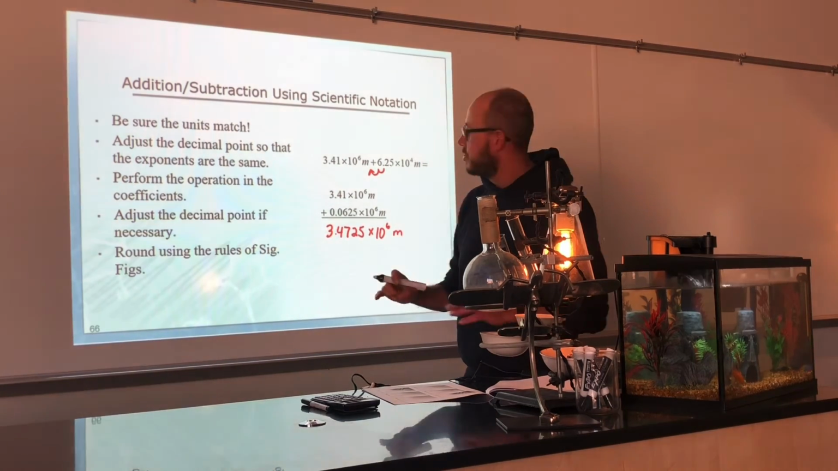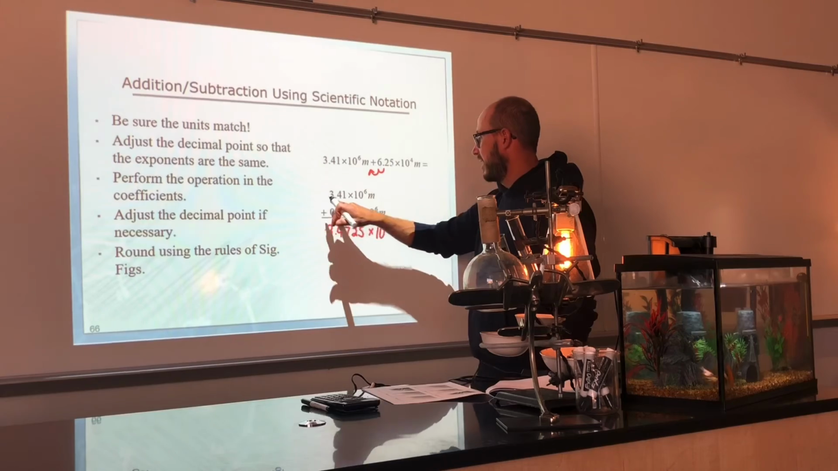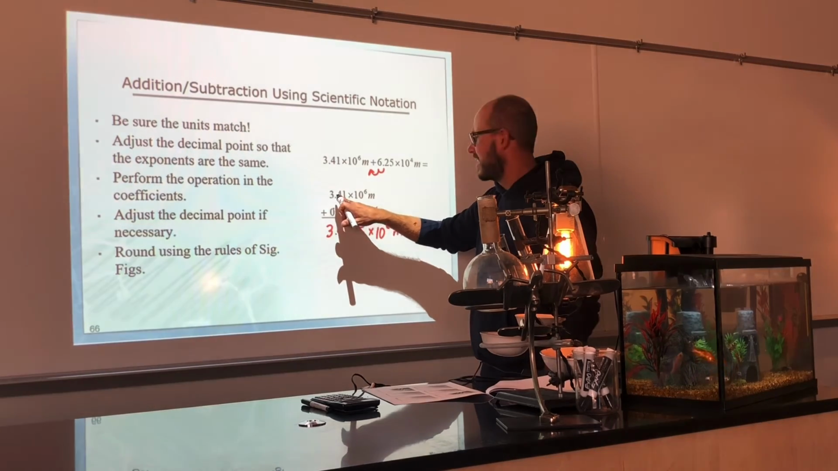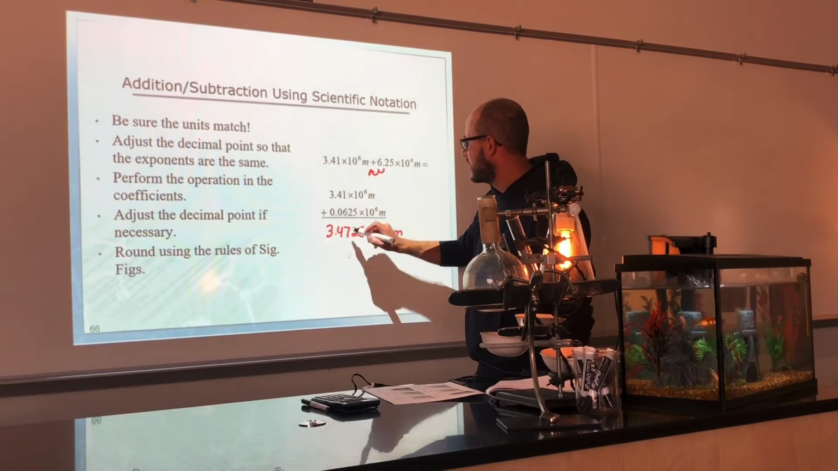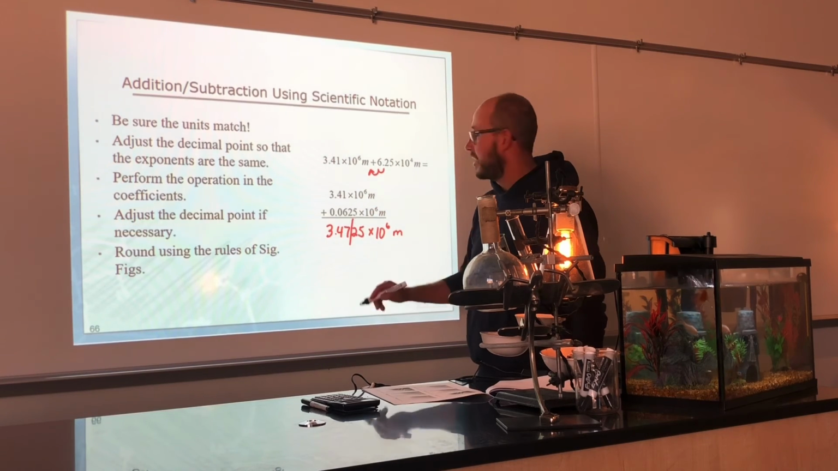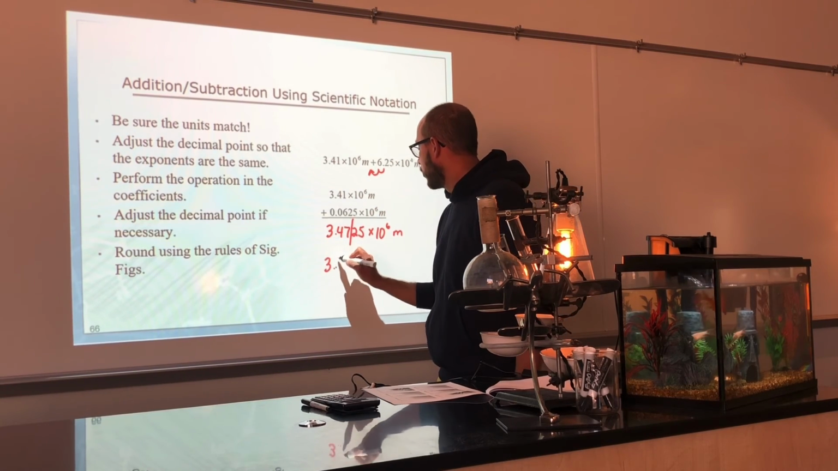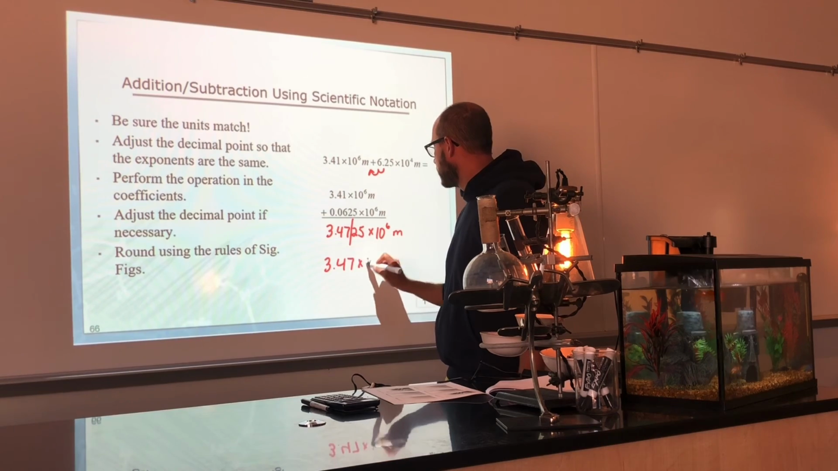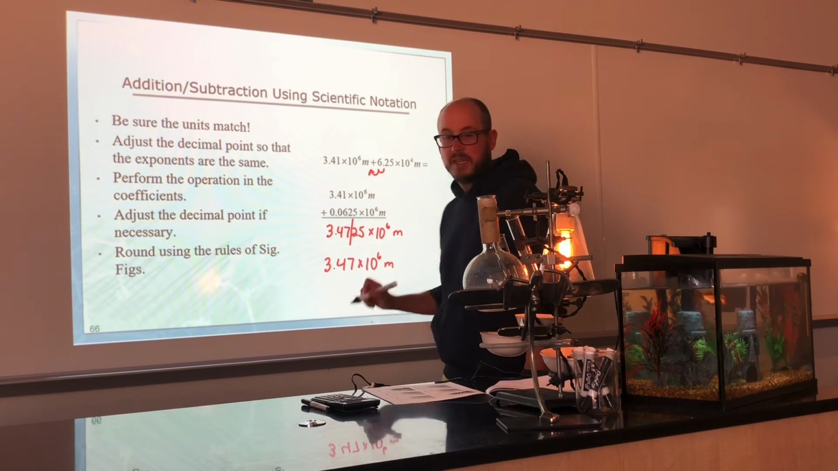Now, we still use the rule of adding and subtracting where we tally up the decimal places and use the one with the fewest decimal places. So we're going to go with only 2 decimal places, and this would become 3.47 times 10 to the 6th meters, and we're finished.